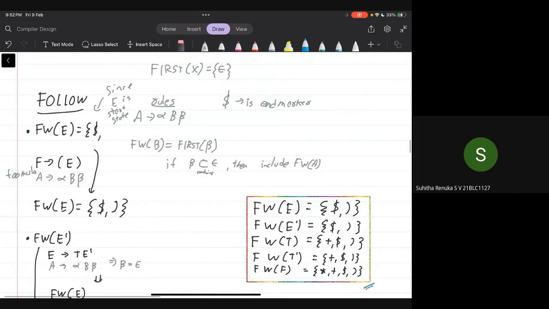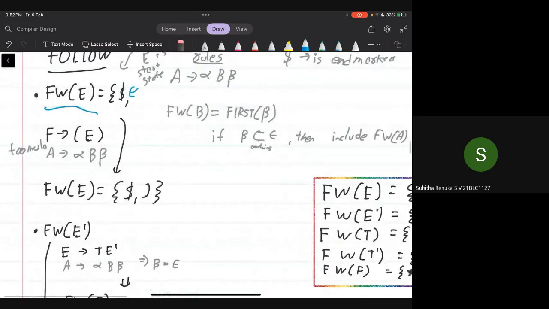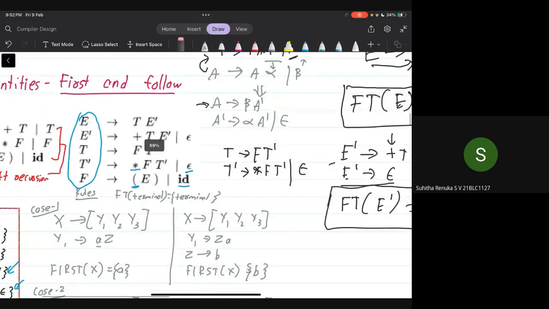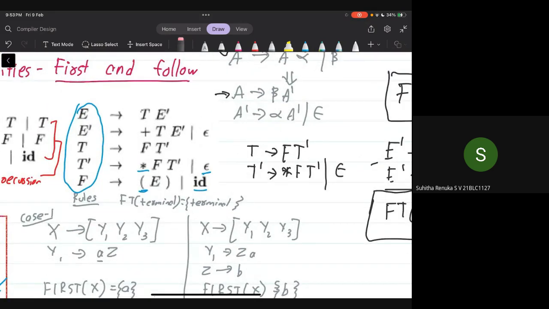So let's see. First is follow of E. Since E is the starting state, you have to always include a dollar here. Then, there's a formula for follow. So now you're doing follow of E. What you have to do is go back into the grammar and check where E is on the right side.